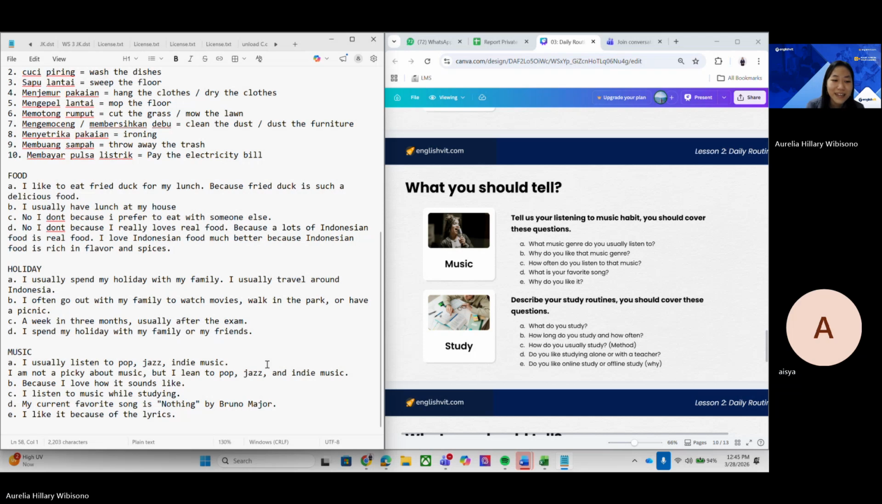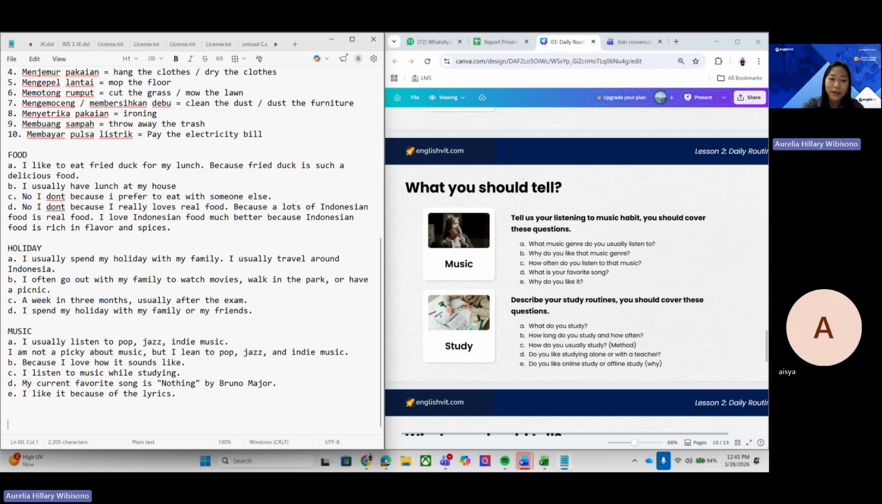Okay. All right, that's about music. Now let's continue to the topic of study. Okay. I want to know about your study routine since you are a junior high school student. So, what do you like to study? What is your favorite subject? My favorite subject is English, no, my favorite subject is math. Math. Really? You like math? No. My favorite subject is biology.